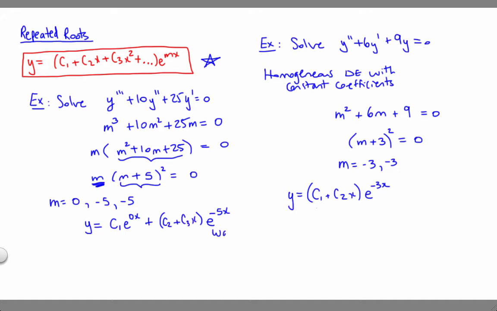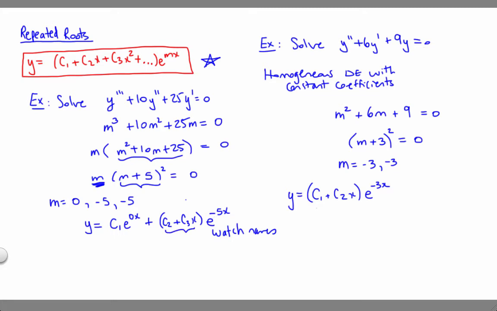I would just really make a point of saying watch the names of the constants because it is easy to get mixed up here. You want to make sure that you haven't used the same name twice. So we've used C1, C2, C3. We've named them correctly, and we've made sure to use two terms here associated with the root m equal -5.